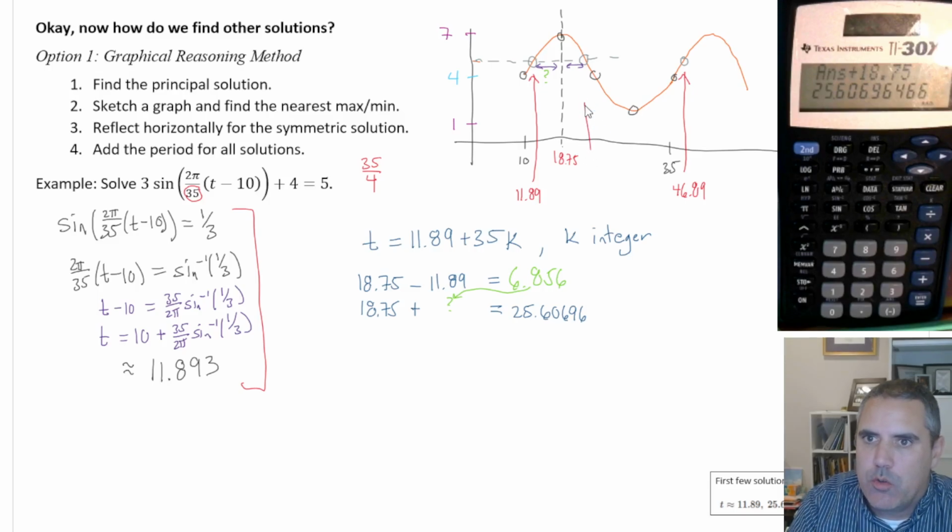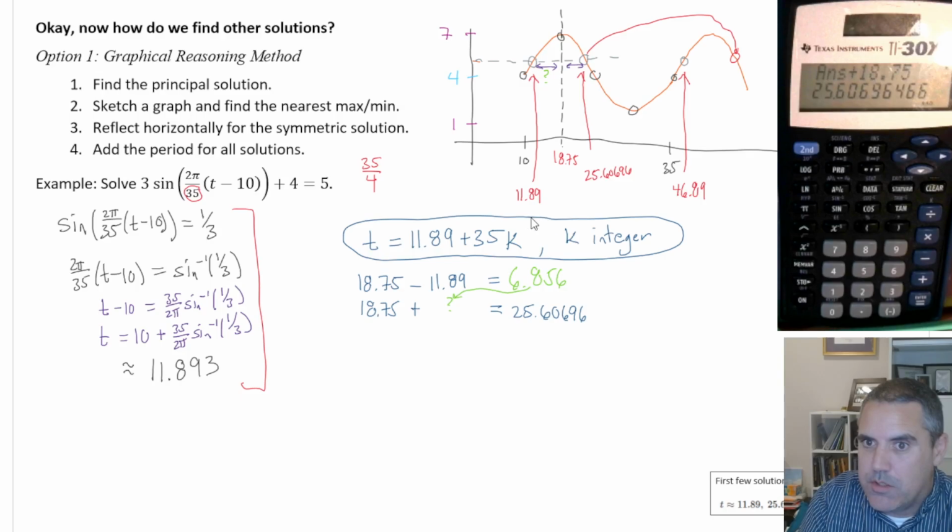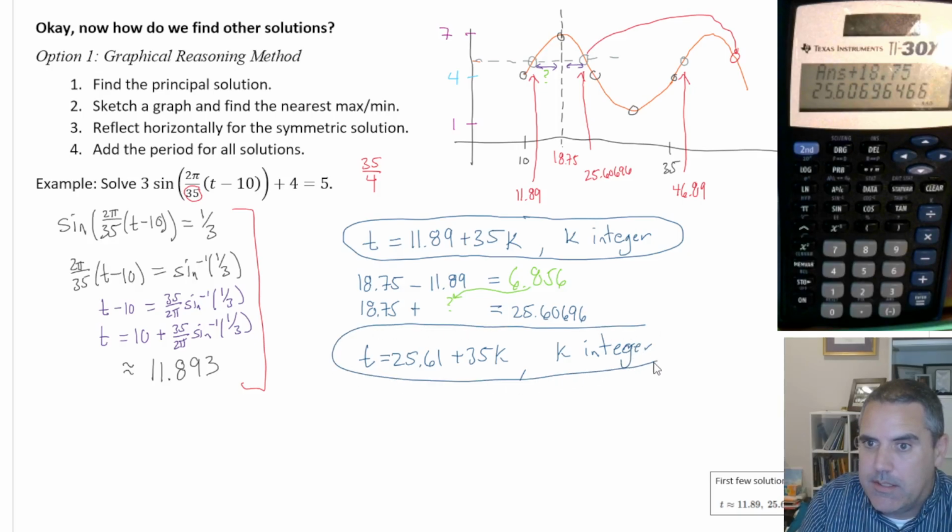Yeah, there might be some shorter algebraic way, which I'll talk about in the next video. But when I'm stuck, I come back to that. And then we can get the rest by adding 35 as many times as we want. So we would say this is the family or collection of principal solutions and everything you get from adding on a period. And then we have this 25.61 if we round it, plus 35k. But I really do feel like our calculator gives us one answer, the graph gives us the rest.